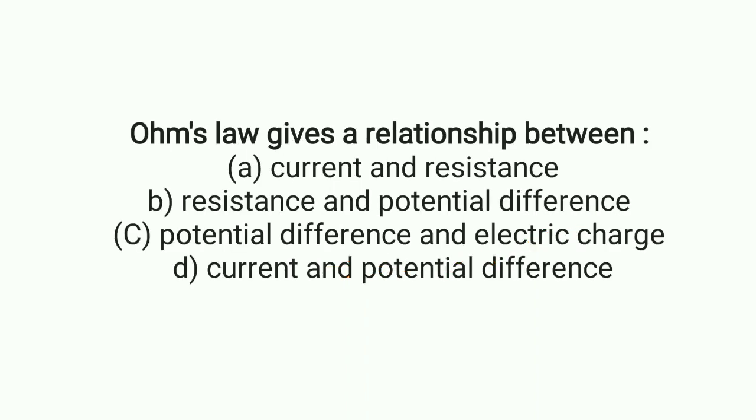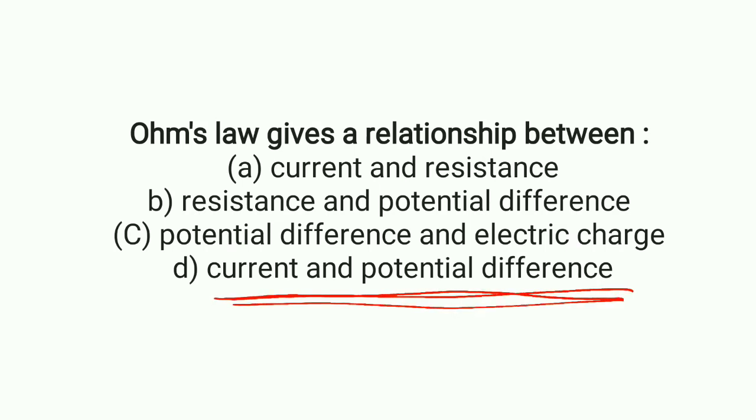Next question. Ohm's law gives the relationship between option A current and resistance, option B resistance and potential difference, option C potential difference and electric charge, option D current and potential difference. So here Ohm's law gives the relationship between current and potential difference. So option D is the correct answer.